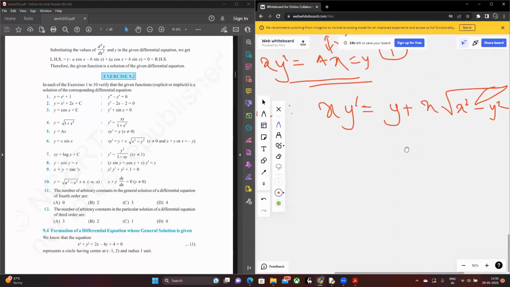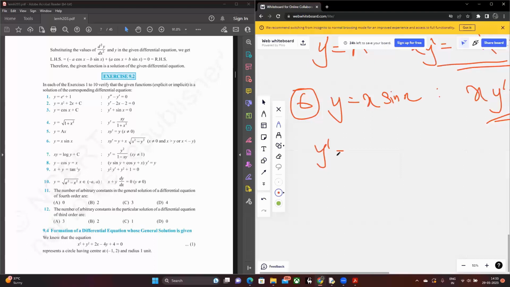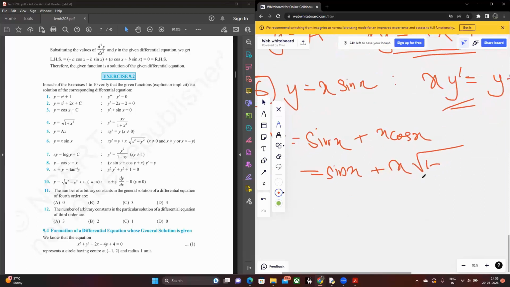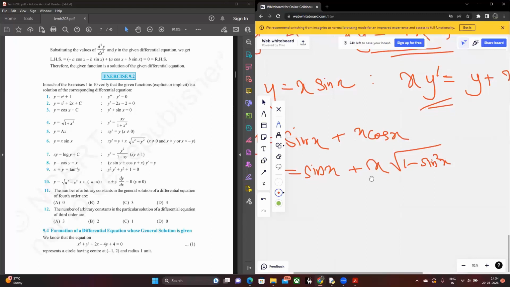So you have this. Again, you see that there is only y dash. So you need to differentiate this equation just once. y dash is sine x plus x cos x, which is sine x plus x root 1 minus sine squared x. Right, because cos squared x plus sine squared x is 1. Cos squared x is 1 minus sine squared x, and cos x is root of 1 minus sine squared x.